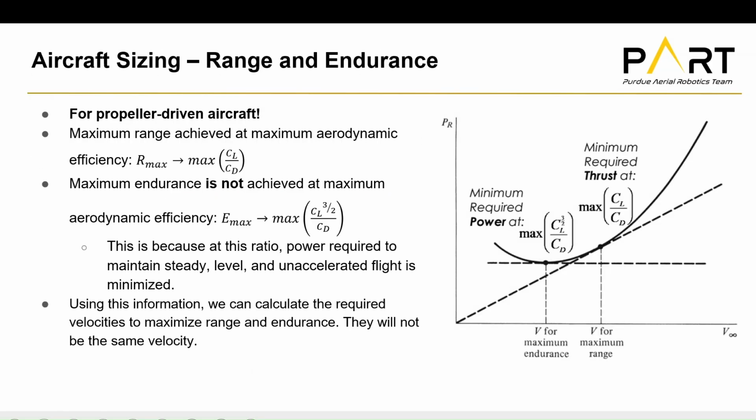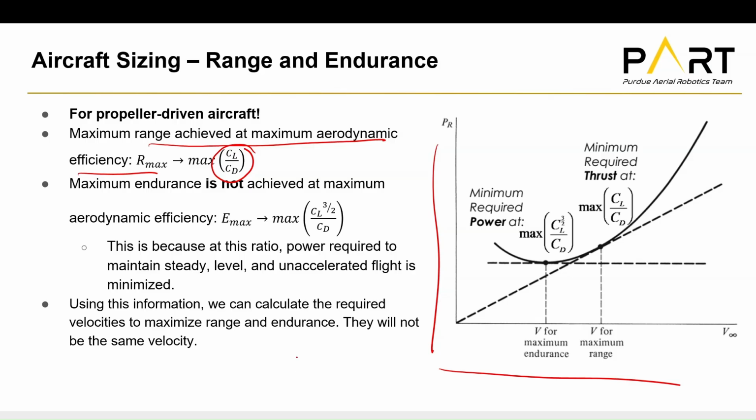So moving on, range and endurance. Here's a plot for range versus endurance. Maximum range is achieved at maximum aerodynamic efficiency. At your maximum CL over CD, every airfoil will have a plot of CL over CD versus alpha, and it'll look something like this. Hopefully this is at a good angle, like 3 degrees. I've seen it at 7 degrees before. This will show you where you need to put your airfoil in terms of your alpha to get your maximum CL over CD. As long as you're flying at that, you're going to get your maximum range.